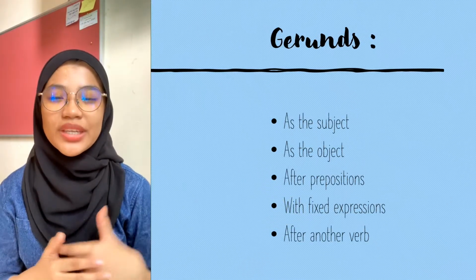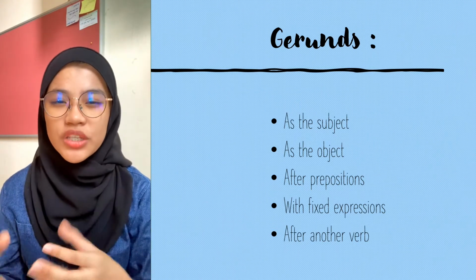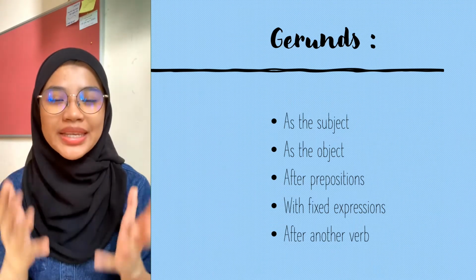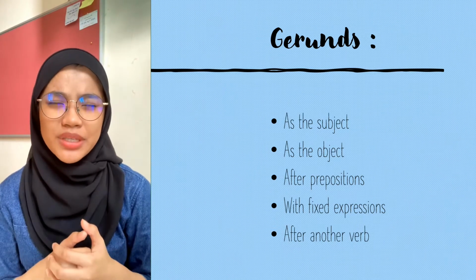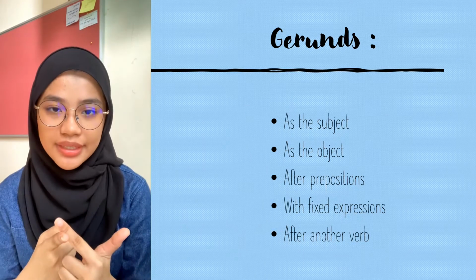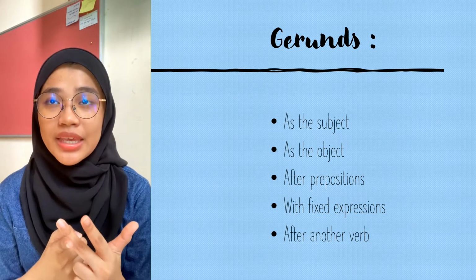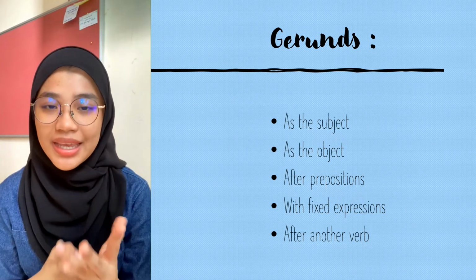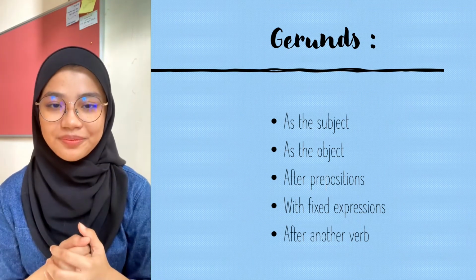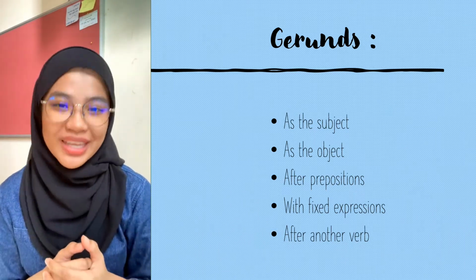Alright, so here's the next question. When and how do we use gerund? Just like nouns, gerunds can be used in many different situations. They can be used as the subject of the sentence, the object of the sentence. They can be used after prepositions. They can be used with fixed expressions, and we can sometimes use a gerund after another verb. Well, that is a lot of different possibilities, so we're gonna break them down together.